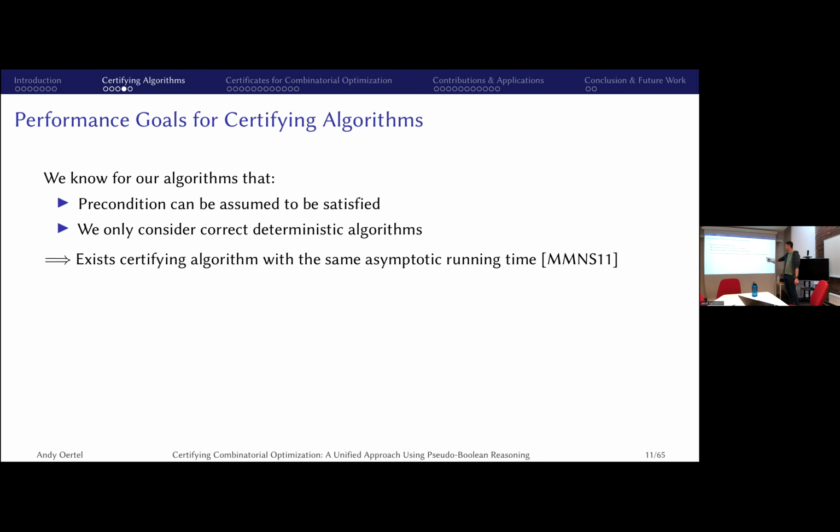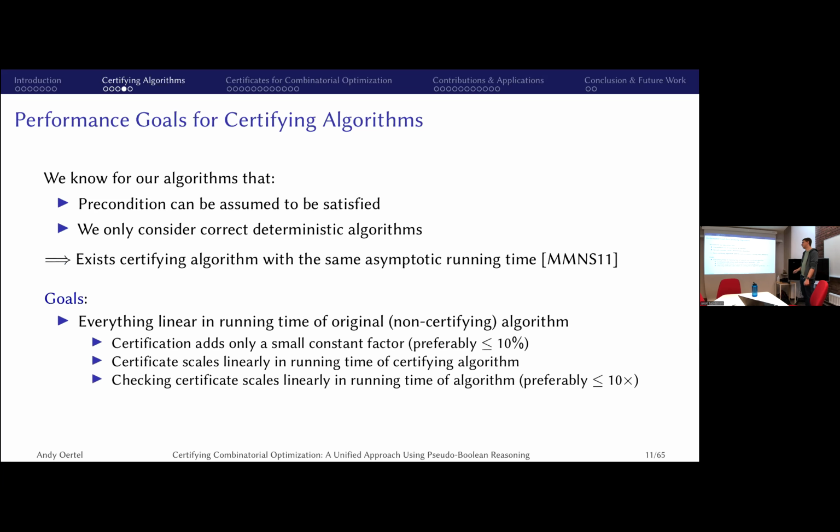By a result from McConnell et al., we know that for algorithms that satisfy these conditions, there exists a certifying algorithm that has the same asymptotic running time. So what this gives us as a goal for our certifying algorithm is that everything should scale linearly in the running time of the original non-certifying algorithm. This means specifically that the certification should only add a small constant factor overhead.